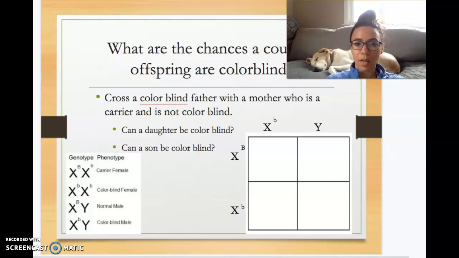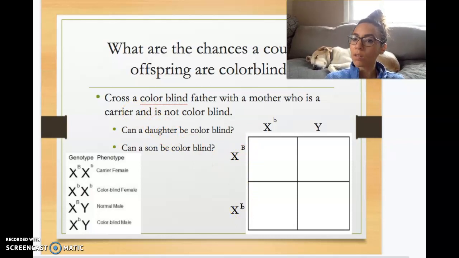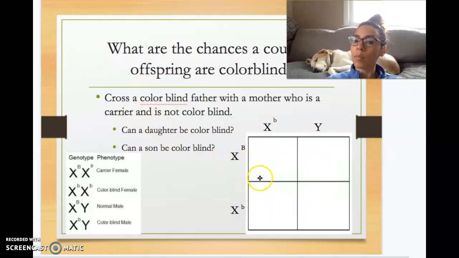Okay, so I'm going to give you the parents' genotypes. So if the father's colorblind, he has his recessive lowercase b. Remember, nothing goes on the Y because the Y is not homologous to X. It doesn't have the same genes. The mother is on this side. She's got two X's because she's a female, and she's a carrier, which means she's heterozygous. So she's got a big B and a small b. Okay, now that you have that much, if you didn't do it all the way before, try to fill in the Punnett square and see how likely it is that this couple will have a daughter who's colorblind or a son who's colorblind.